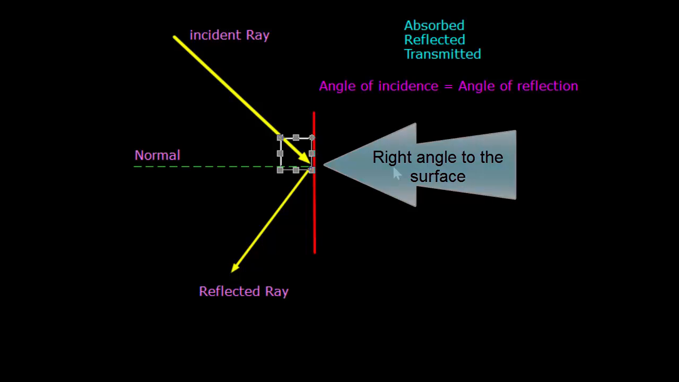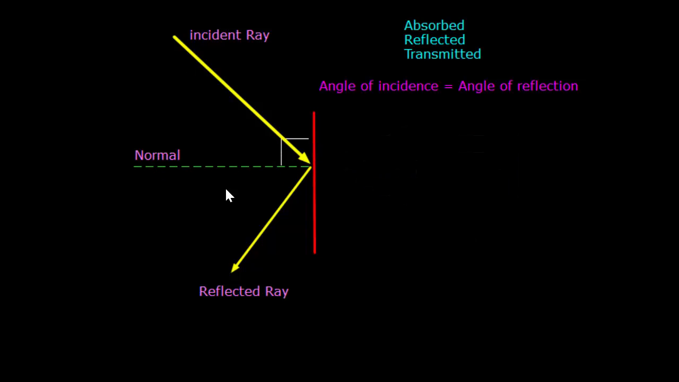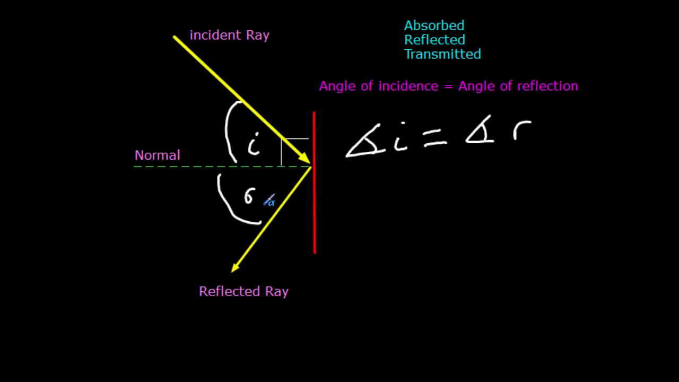So for example, in this one, this is our 90 degrees, this is our normal, and this is our angle that we're looking at. We're going to call this our angle of incidence. Our angle of incidence is equal to this angle here, our angle of reflection. We can use our equation, angle of I is equal to the angle of R. Therefore, if I is equal to 45 degrees, we'll know that the angle of R is equal to 45 degrees too.